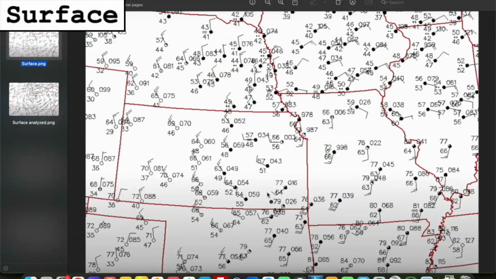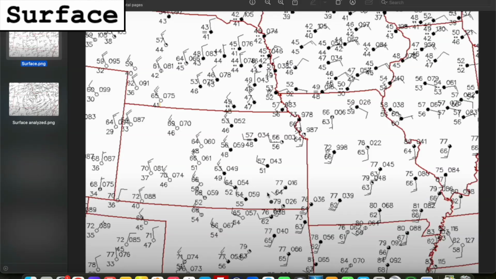Let's now move on to the surface, and just like the 500 millibar map, the surface map is one of the most important tools that we have to analyze severe weather because a lot of the features that occur at the surface are extremely critical in the progression of a severe weather event.